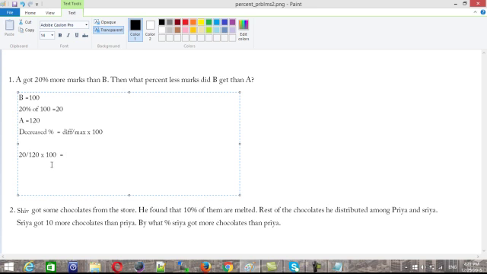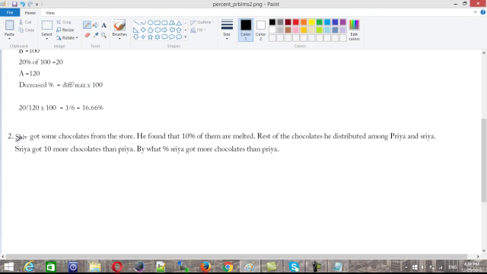If we solve this, we will get 1 by 6. As we already know, 1 by 6 if converted into percentage becomes 16.66%. So the percentage less marks that B got than A is nothing but 16.66%. So this is the solution for this problem. Okay, now let us move on to the next problem.